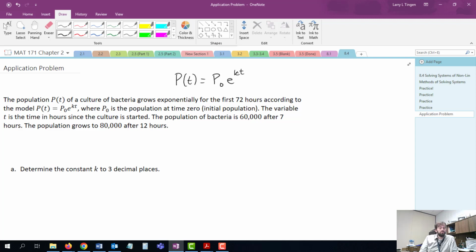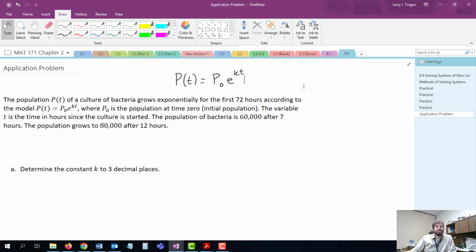I don't know how many there are to start with. And I also don't know the growth factor, which is k, right? It's my growth or decay. So what do I know? This equation is going to give me an estimate of the population of the bacteria for the first 72 hours. After you reach 72 hours, it appears the bacteria do not grow exponentially anymore.